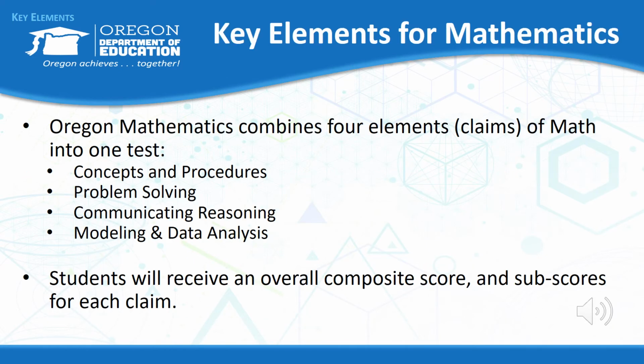The Oregon statewide math assessment is created around a blueprint that combines 4 claims into one test. Claim 1 is concepts and procedures. Claim 2 is problem solving. Claim 3 is communicating reasoning. And Claim 4 is Modeling and Data Analysis. Students will receive an overall composite score as well as subscores for each claim. It should be noted that Claims 2 and 4 are reported together.